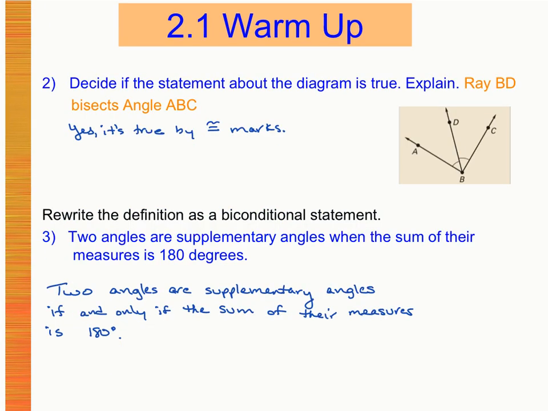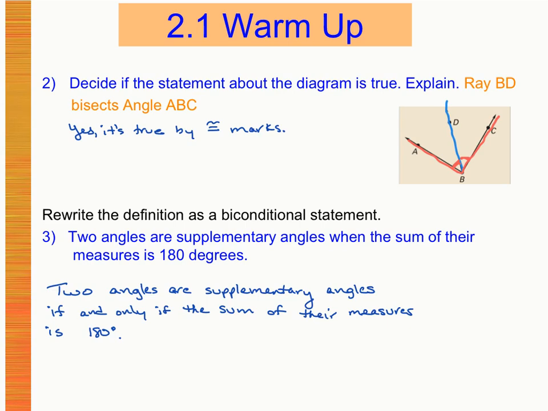So the next page says, decide if the statement about the diagram is true. So they're saying that ray BD, which is here, let me highlight this, bisects angle ABC. So ABC is here. And I can say that, yes, this is true, because notice the little congruency marks here. This indicates that these are congruent angles, and I know by definition that an angle bisector creates two congruent angles. So because of the congruent marks, I can say, yes, it's true.